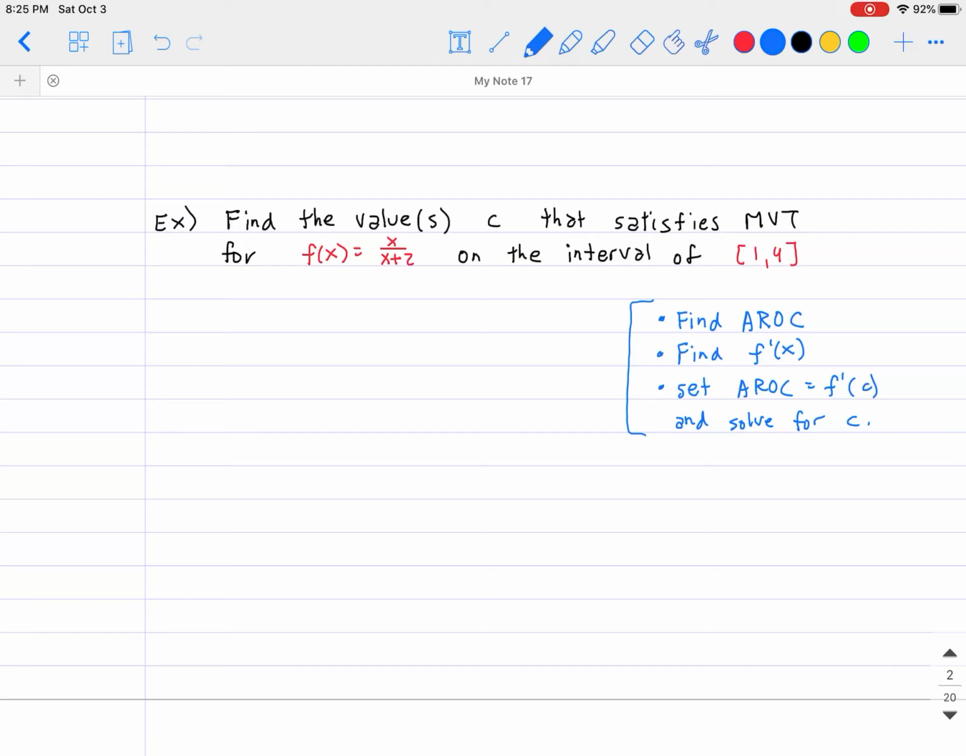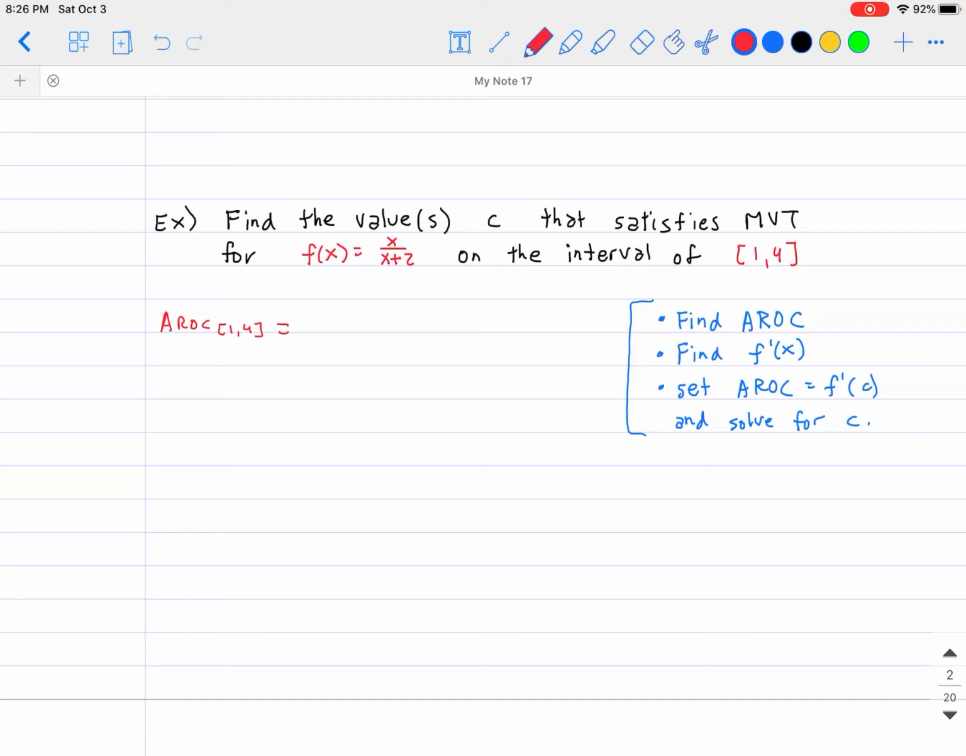Next, I'm going to solve for the derivative, f prime of x, in order to set up the tangent. And then I'm going to set the average rate of change equal to the tangent, so that way we can find those values of c. So let's see if we can do that then. First, let's solve for that average rate of change.